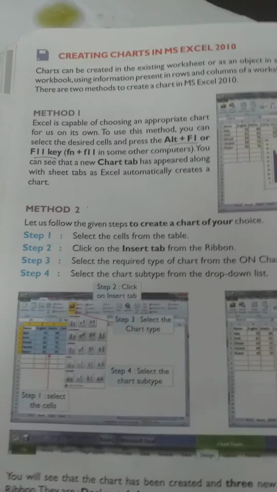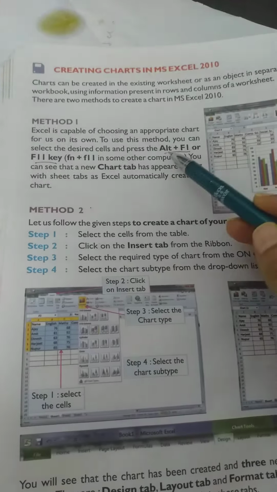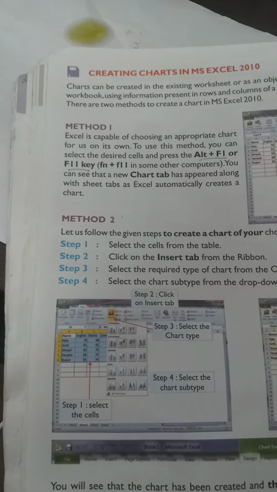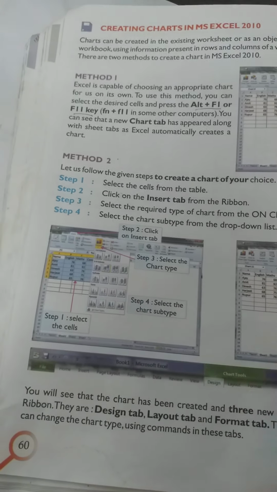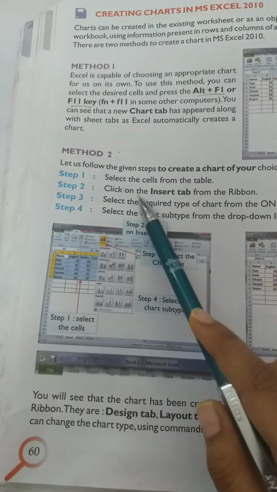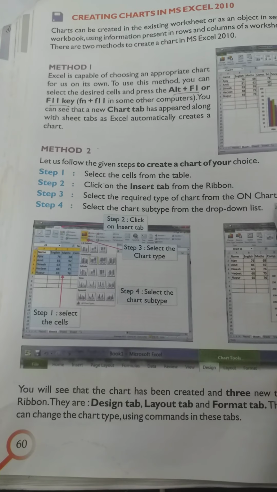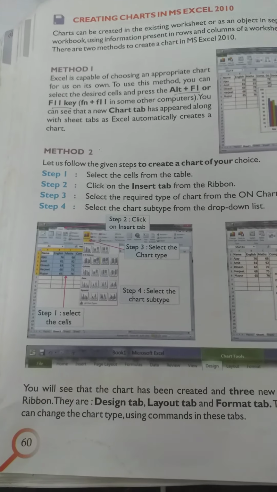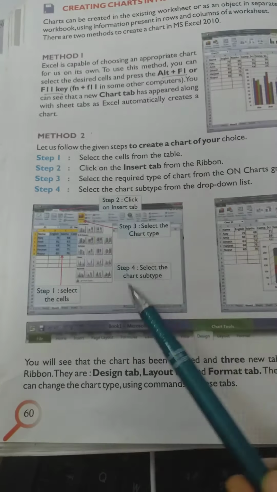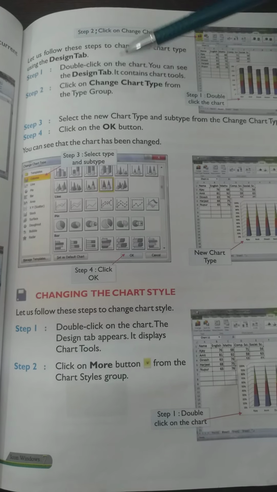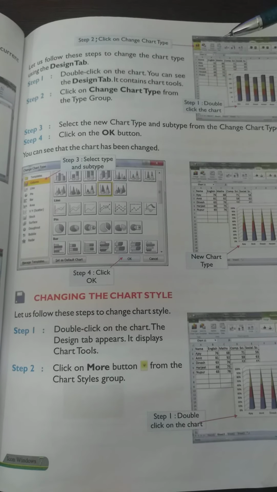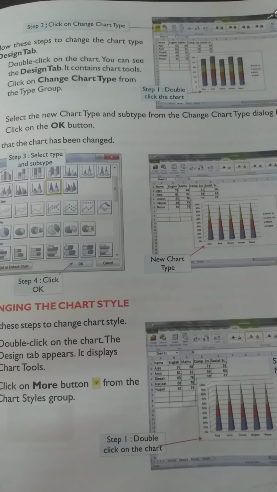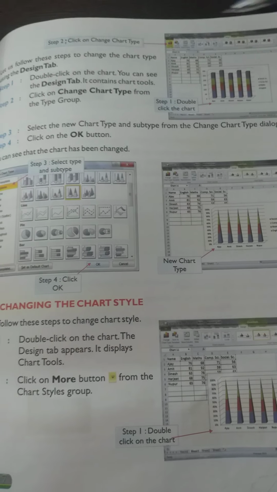Then the very first method to create a chart: Alt plus F1 or the F11 key helps us create a chart very easily in a shortcut manner. Step 2 is to select the cells, then click on the Insert tab. After that we click on the chart group, then select from the subtypes. Like this it will appear. You can also change the design by clicking on Change Chart Type, select a design from the list and click on the OK button.